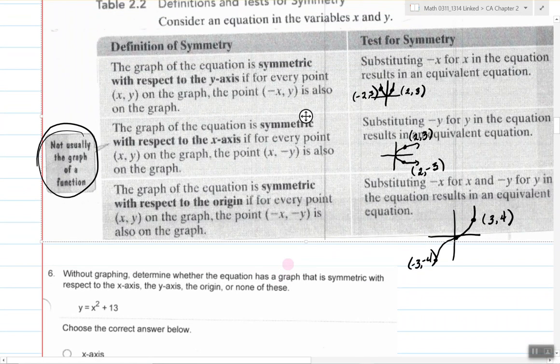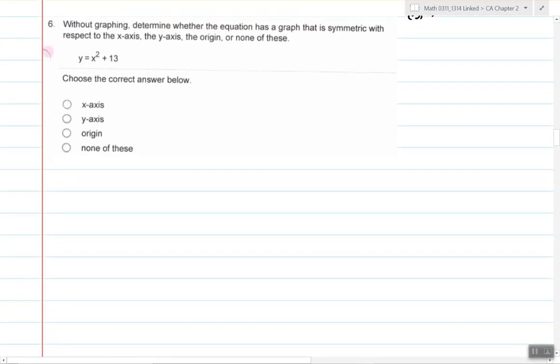All right, so we have tests over here, and it says what to do. For with respect to the y-axis, you're going to put in negative x in the place of x, and it should make no difference. With respect to the x-axis, you're going to put in negative y for y, and it should make no difference. The x's will be the same. And if you're testing for symmetry with respect to the origin, you do both. So let me show you how this formal testing goes. Let's test with respect to the x-axis.